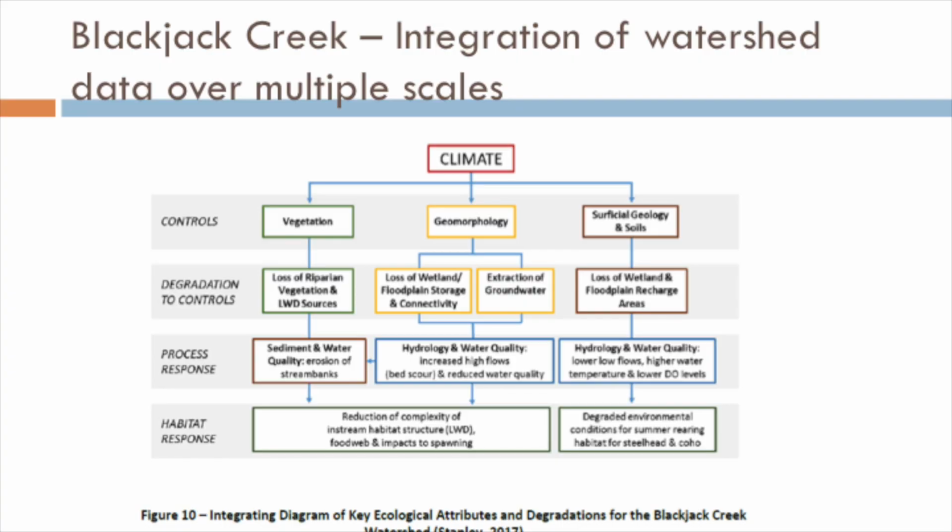So just keeping this in mind about how we want to sustain this watershed in the recommendations that you're going to make. And this is just a diagram that was in the report that sort of gives a rough guide to the relationship of those landscape controls, how they're degraded, so vegetation, loss of riparian vegetation, and large woody debris, and what the response of the process would be. So sediment, water quality, erosion of stream beds, and then habitat response, reduction of complexity of in-stream habitat. So this is just sort of a rough guide.